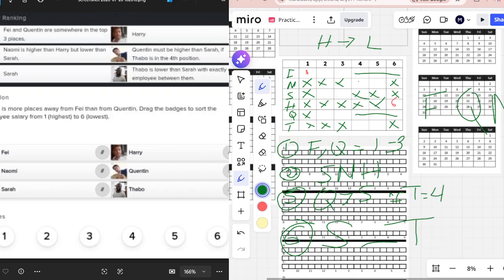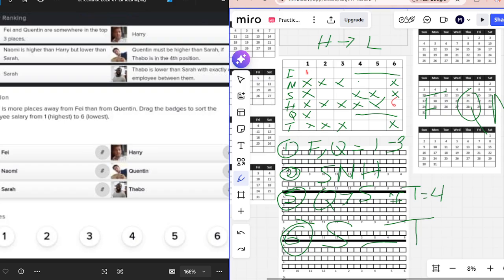Next, they said if Tambo is number 4, Quintin must be higher than Sarah. So let's assume Tambo is number 4. It tells me something. Quintin is number 2 and Sarah is number 3. But that will break a particular rule because they told us Sarah and Tambo have 1 in between. So it's not possible for Tambo to be number 4. So Tambo is not number 4.